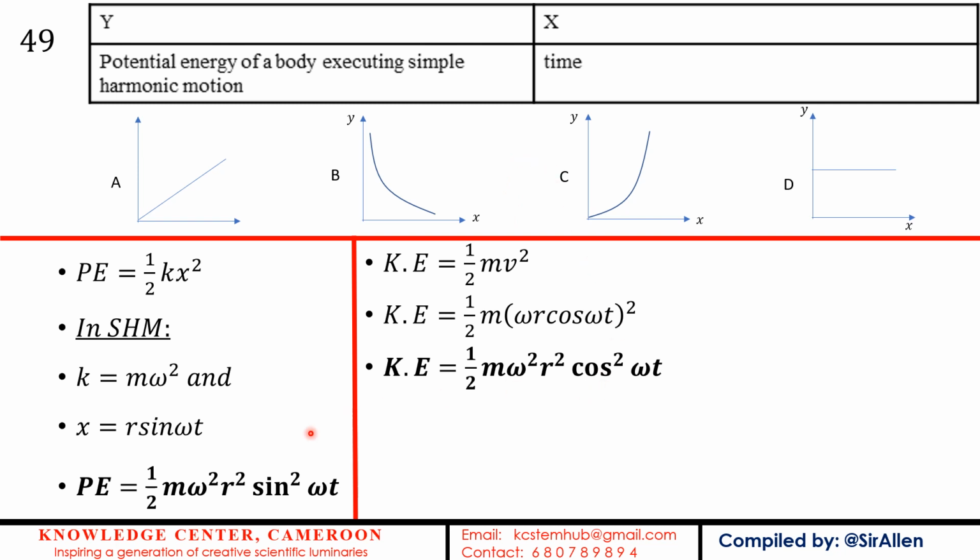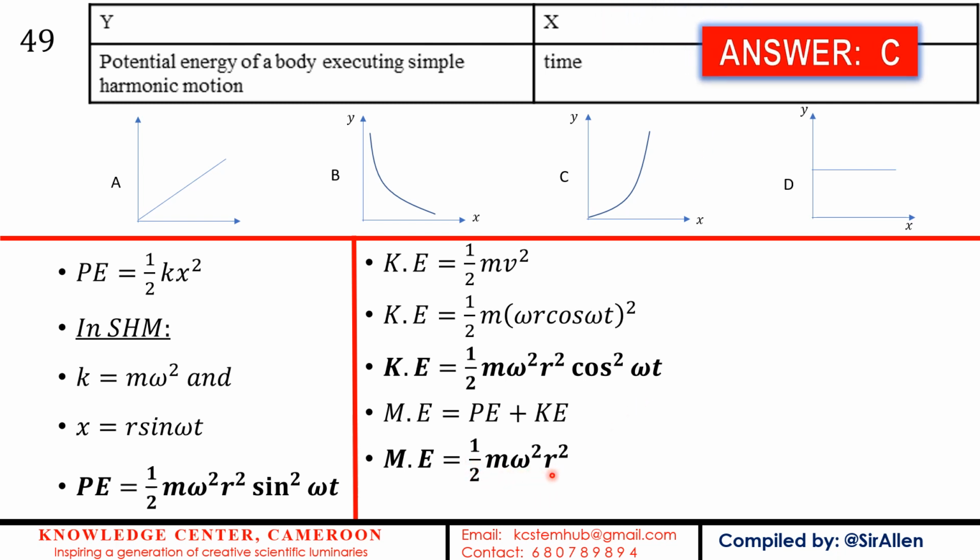Notice that they are sinusoidal, right? These are oscillatory functions, so they'll be oscillating like this, but KE would be starting from maximum, while PE is 0 at t equals 0. Are we together? So you notice that our mechanical energy will be PE plus KE, and when you add these two together, you factor out half m omega squared r squared. Then you have sine squared omega t plus cos squared omega t, which gives you 1, and so you are left with half m omega squared r squared.